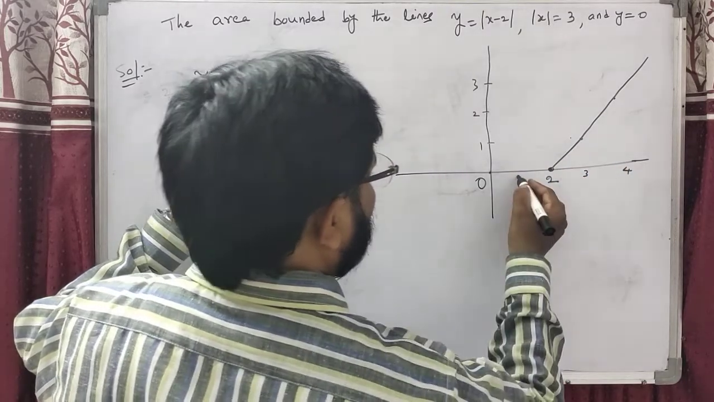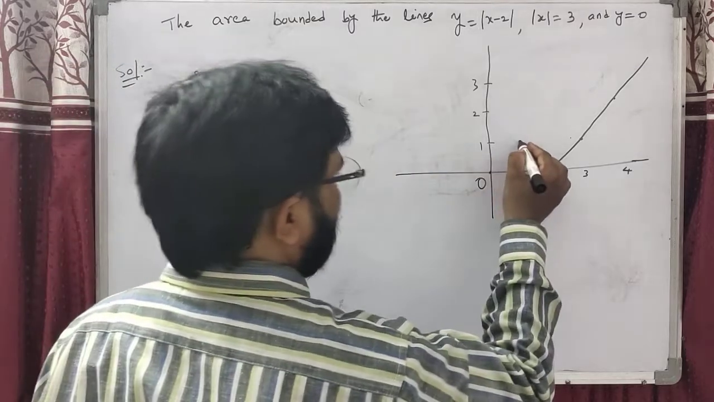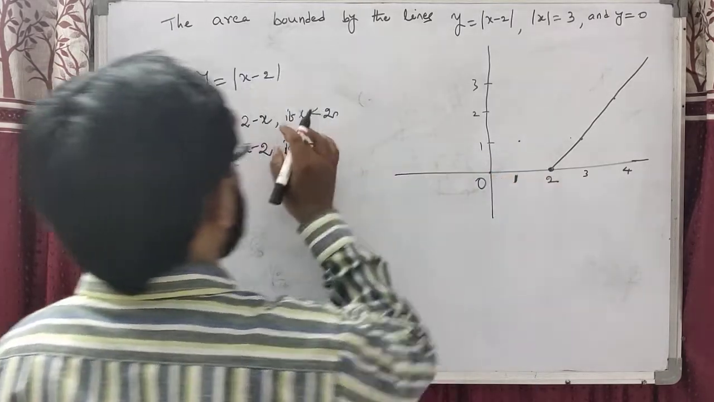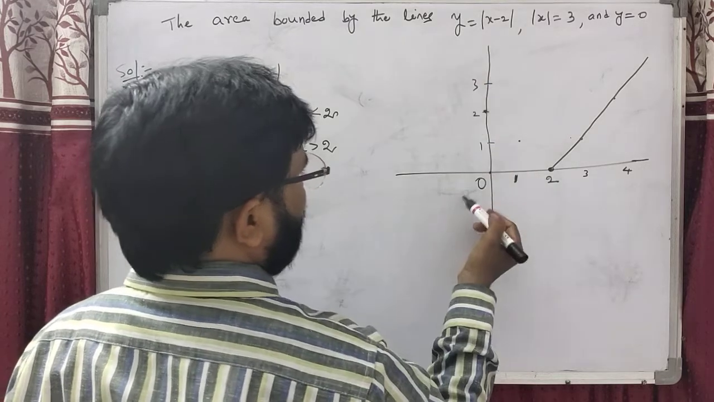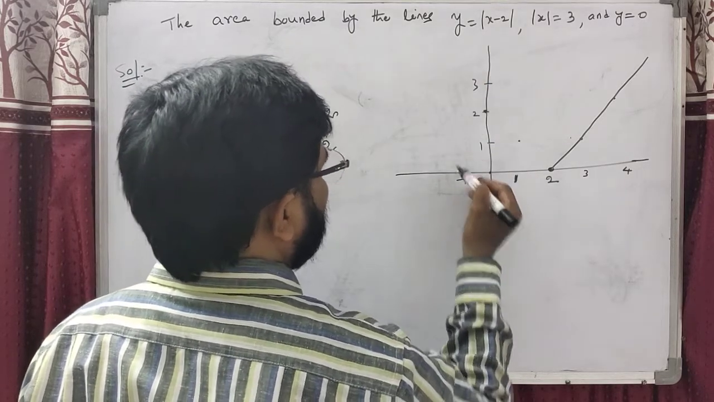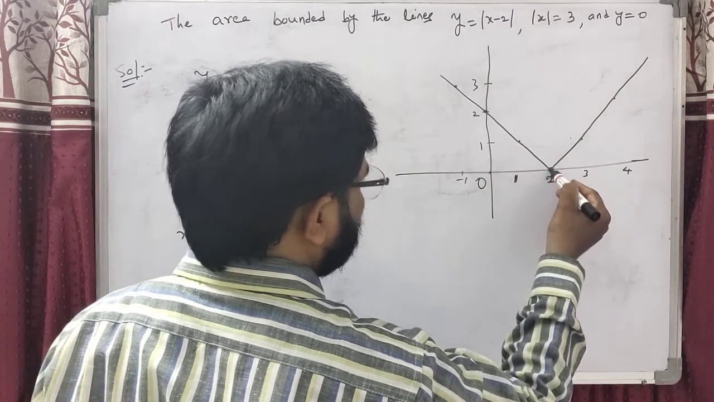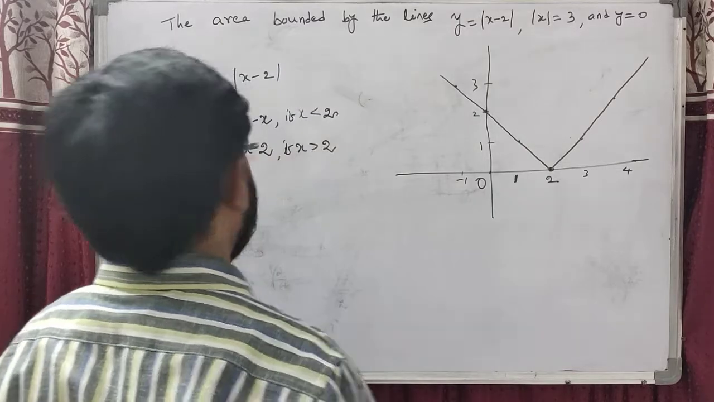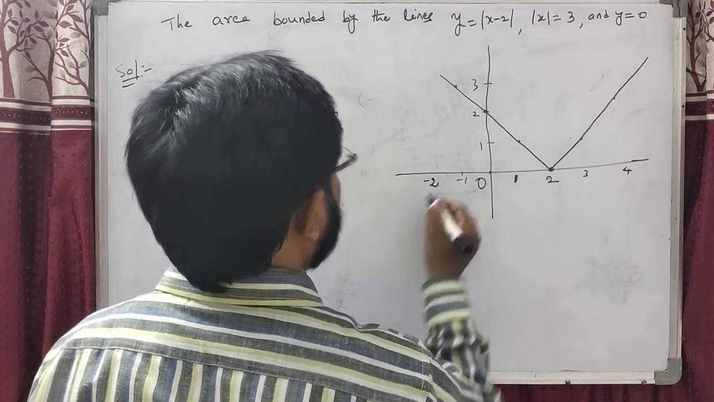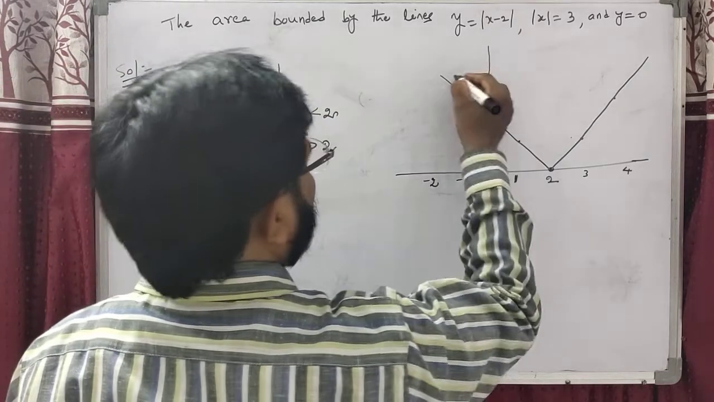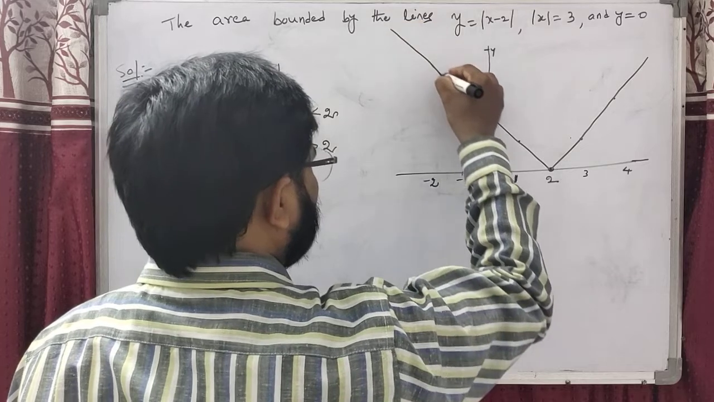When we take 1, that is less than 2, 2 minus 1 is 1, like this. When we take 0, that is 2. Dear students, when we take minus 1, that is 3. Now like this, the graph will be here. Okay, students. Now, if you take minus 2, this is minus 2, that must be 4. This is the graph, students. Okay.